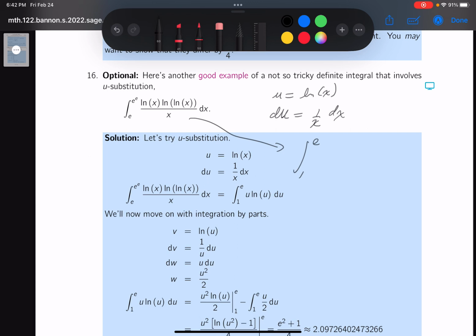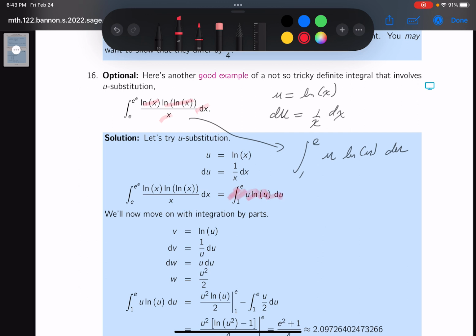That's done. Let's keep looking around. The ln x, I know what that is. That's just simply u. The next thing I'm noticing is this over here, which is the natural log of x, which is simply the natural log of u. And then I'm noticing this over here. What's this thing? 1 over x dx, which is equal to du. Right, so in Math 121, this is where I'd stop, right over here.